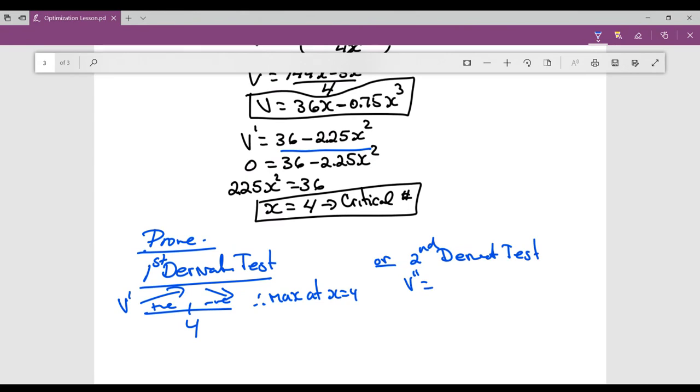V double prime, again, the 36 goes away, and I get negative 4.5x. At x equals 4, this will be a negative number. So we are concave down, which means we have a max.